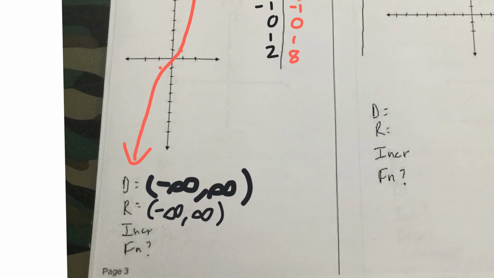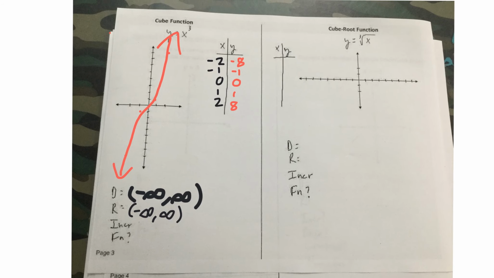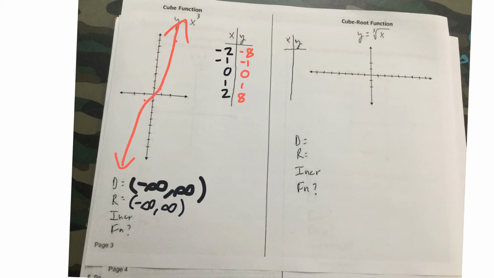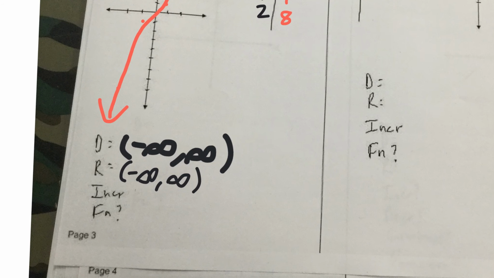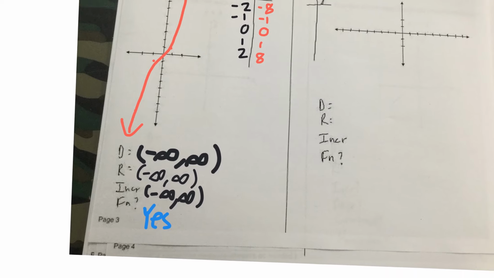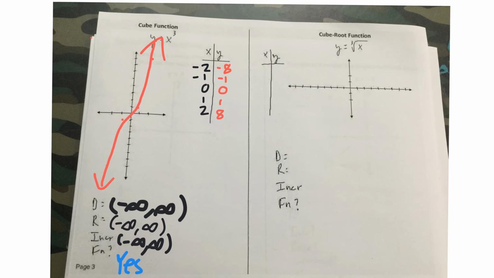Okay, now we have to see, where's the graph increasing, decreasing, or constant? Well, as I move along the graph from left to right, the graph is going up. And it's still going up and still going up. So the graph is always increasing. So it's increasing on the interval from -infinity to infinity, which means it's never constant and it's never decreasing. And then again, this passes the vertical line test, so it is a function.